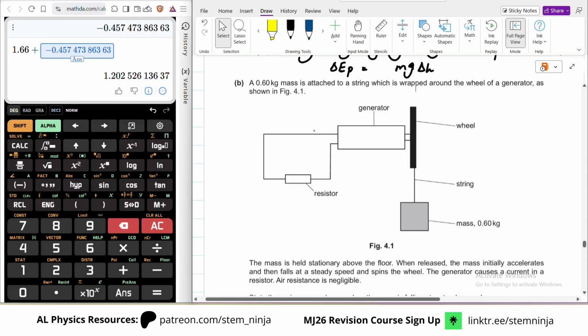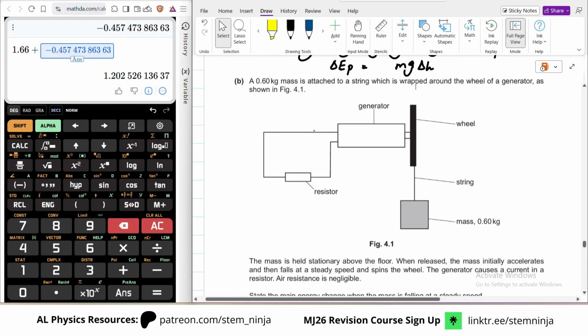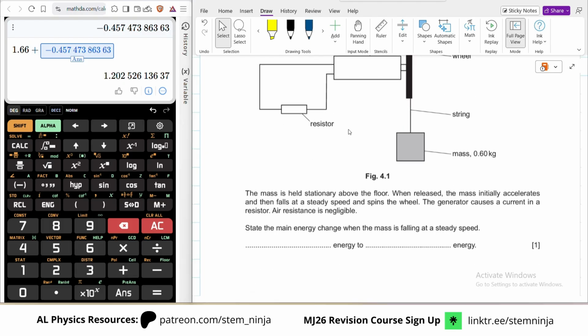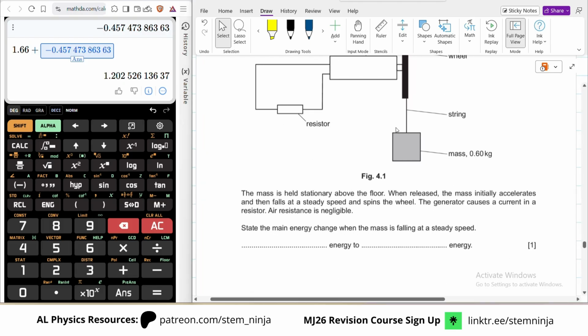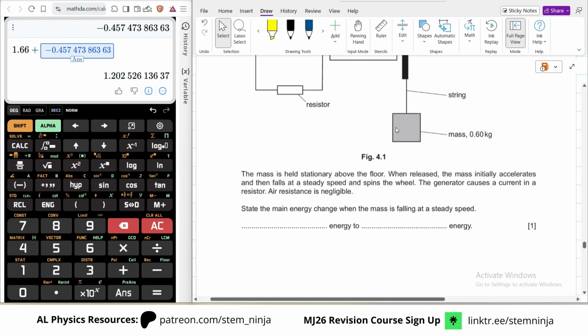Okay, a 0.6 kg mass is attached to a string which is wrapped around the wheel of a generator. The mass is held stationary above the floor. When released, the mass initially accelerates and then falls at a steady speed and spins the wheel. The generator causes a current in a resistor. Air resistance is negligible. State the main energy change when the mass is falling at a steady speed.